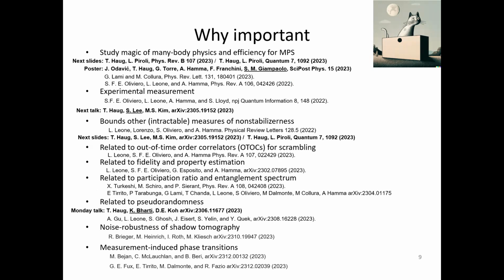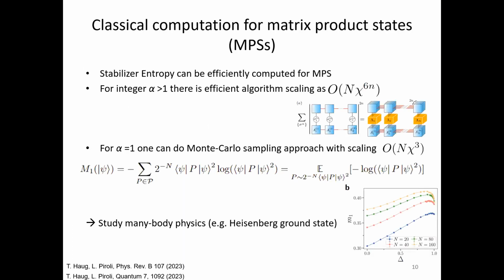And I just want to make some mentions. It's very important in relation to pseudomagic. The talk by Kishor Bharti mentioned this briefly on Monday. And something I want to highlight because I found it quite unusual: non-stabilizerness is related to the noise robustness of shadow tomography. So if you do shadow tomography, how robust it is to applied noise depends on the stabilizer entropy. Surprisingly, I found this quite surprising.